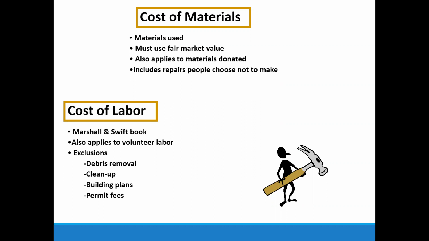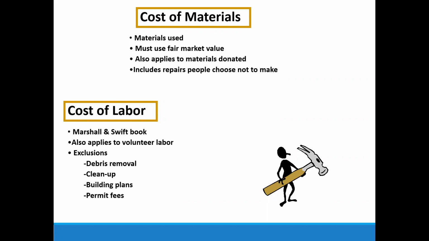If the person's going to do some work themselves, we have to consider the cost that qualified labor would cost, and that has to be included. But we're not including debris removal, cleanup, building plans. Permit fees can be waived, and they're not included in the cost of repairs.